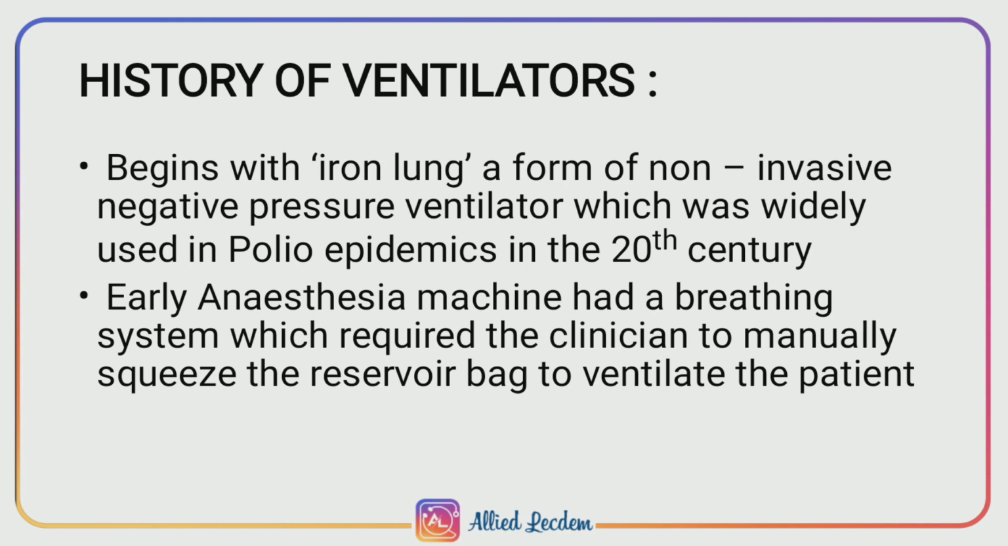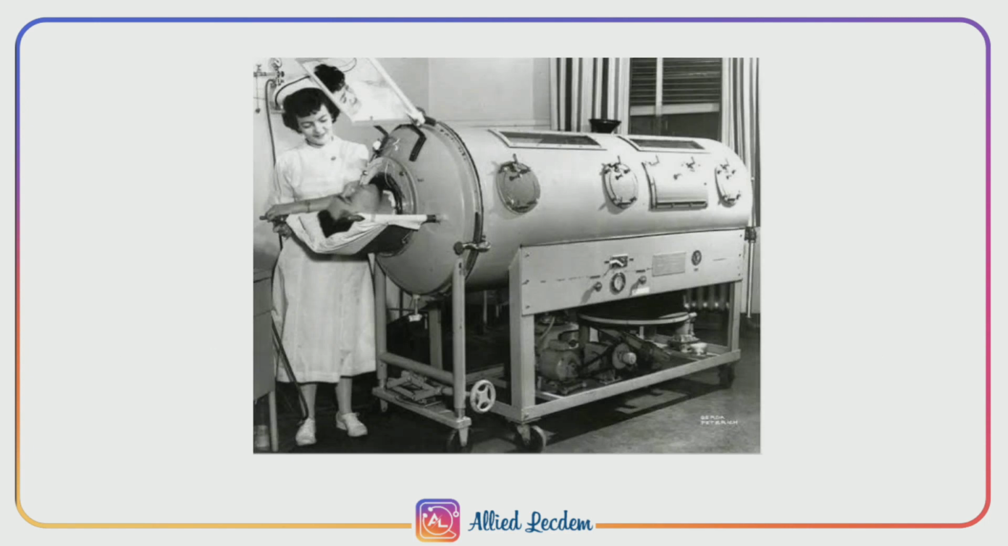Early anesthesia machines had a breathing system which required the clinician to manually squeeze the reservoir bag to ventilate the patient. This is a picture of an iron lung. You can see the head of the patient protruding out while the body will be inside that metal chamber.